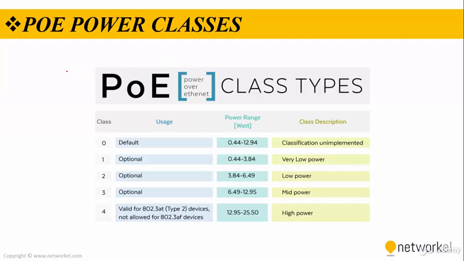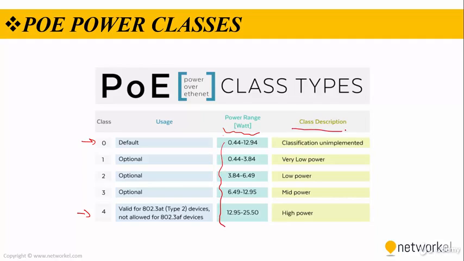And here are the power classes of PoE. PoE and PoE Plus powered devices are given a class of 0 to 4 depending on the power they need. We have power class 0 up to power class 4, and we have different power ranges, as you can see in the figure.